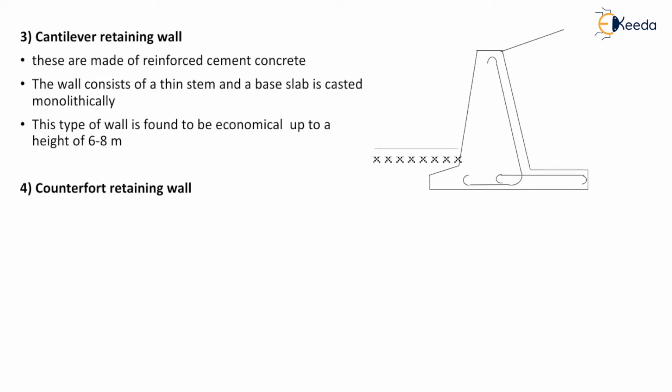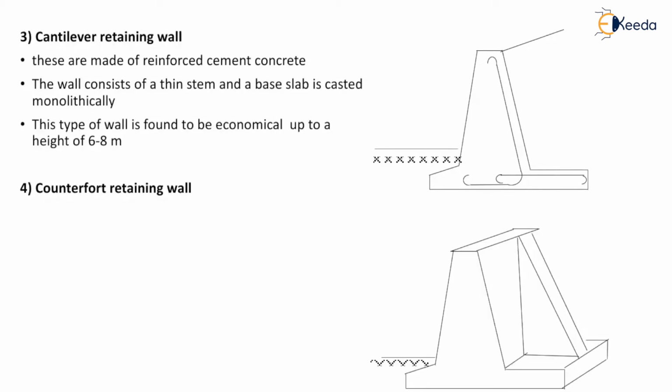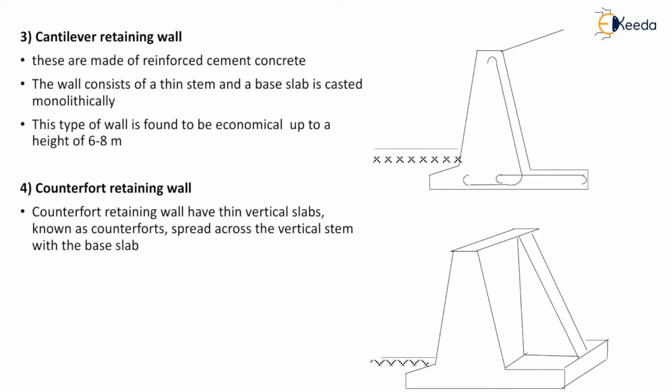The fourth type of retaining wall is counterfort retaining wall. So in this figure we can see a counterfort retaining wall. Counterfort retaining walls have thin vertical slabs known as counterforts. These are spaced across the vertical stem with the base slab. Thus, the vertical stem and the base slab span between the counterforts.